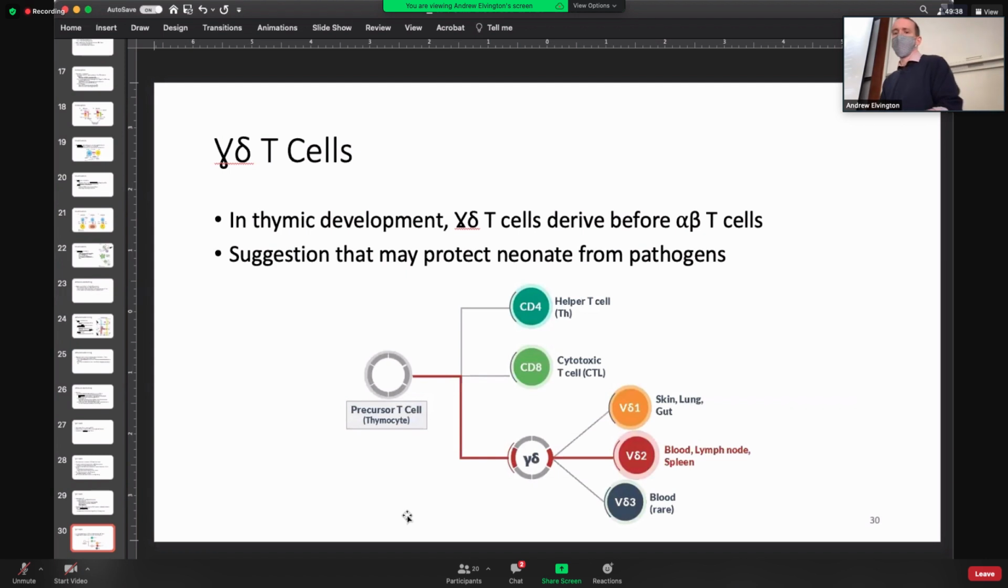Now, in thymic development, gamma delta T cells arrive first. If we were to start to map these out, you have 3 pathways you can take. Really, the line should be kind of here. And they emerge in the thymus before alpha beta T cells have matured. And because they come first, that's a suggestion that they are probably more primitive. And they also probably play a role in helping to protect neonates.